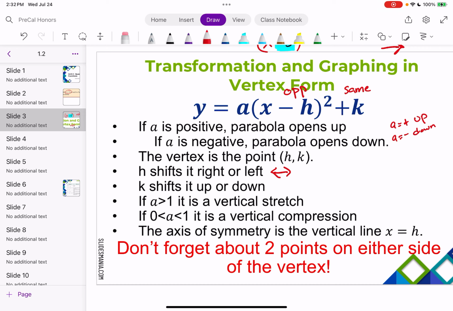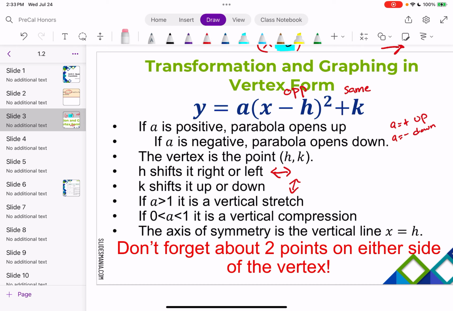When we're looking at k, k will always be the same. So if it says plus 3, we're going to move positive 3. If it says minus 3, we're going to move down 3. So we're going to do exactly what that sign tells us, and that's why we say it stays the same. This would be our up and down.